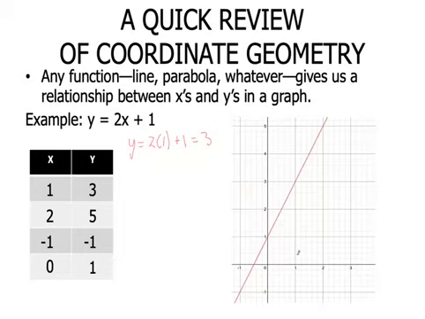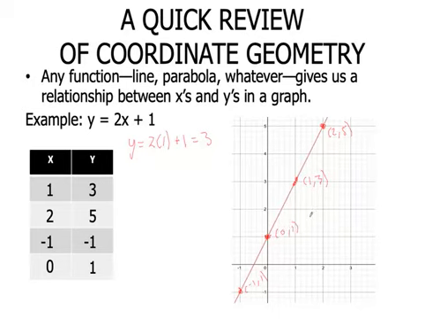See, we got 1, 3 right there. There it is, 1, 3. And we got 2, 5 right there. We got the point negative 1, negative 1. And the point 0, 1. Now, this particular lesson, I'll write that in, 0, 1.